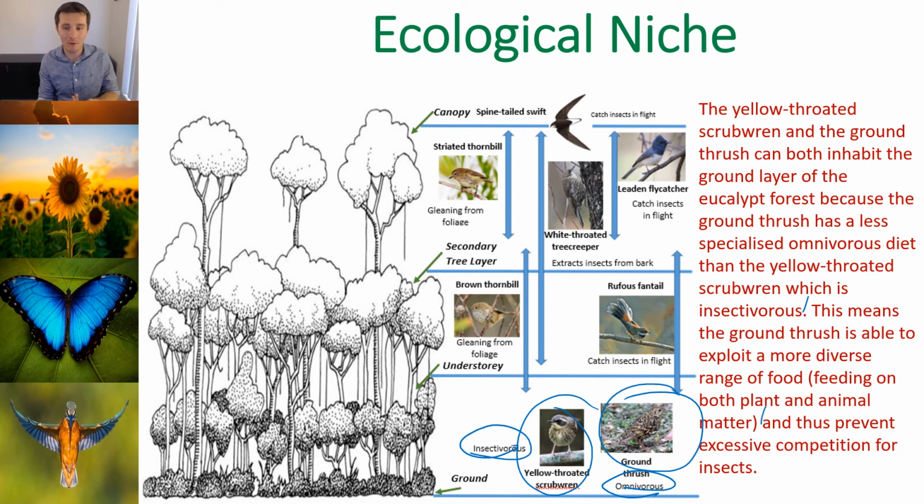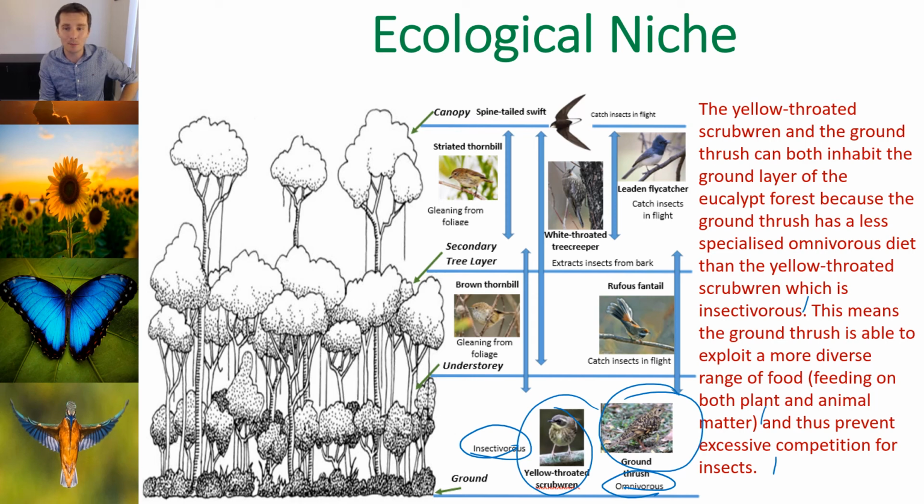And then another mark for linking that back to this, therefore avoids excessive competition for insects. And it means that that ground thrush and yellow-throated scrub wren, they can both exist in that area. One is not excluded or eliminated from that. And looking throughout all of this, you get this idea, even like the spine-tailed swift, it catches insects that fly to this higher layer compared to the flycatcher, which also catches it in flight.